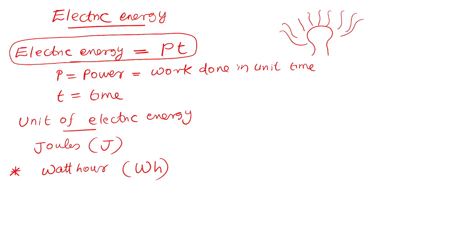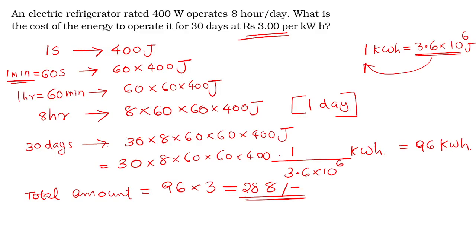Why watt hour? Power has the unit watt. If you want the unit in watt hour, the power should be in watt and the time should be written in terms of hour. So watt into hour, watt hour. Please remember that, and write this down. There are important questions based on this.